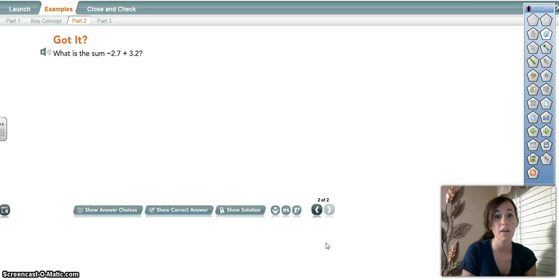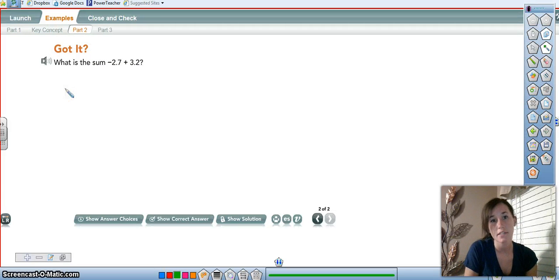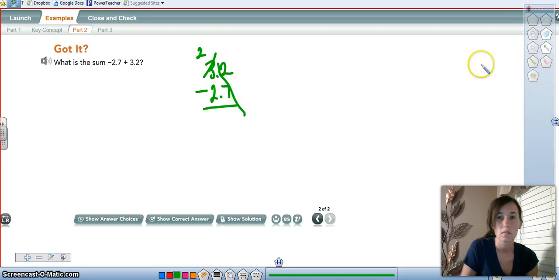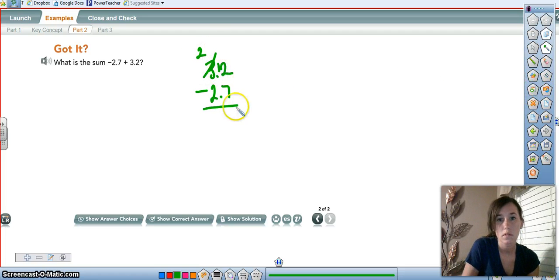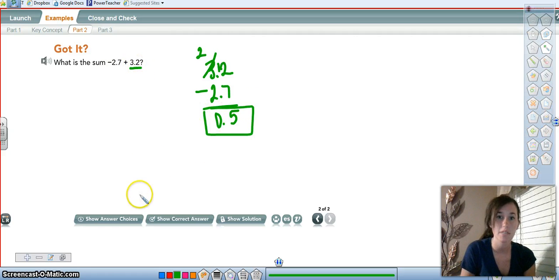If you're feeling confident, stop the video, try this one on your own. See if you can do it without any help. On this one, again, we have different signs, so we need to find the difference. We need to subtract the two values, the bigger one minus the smaller one. And we keep the sign of the bigger looking number, the one that is further from 0 or has greater absolute value. So it would be a positive 0.5.